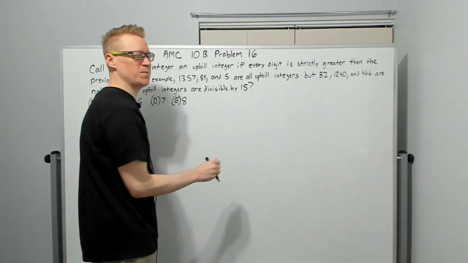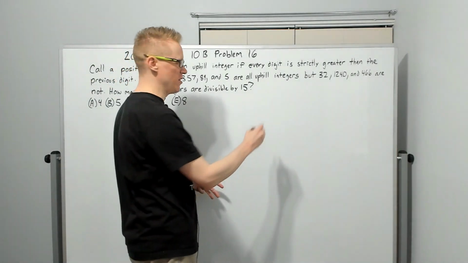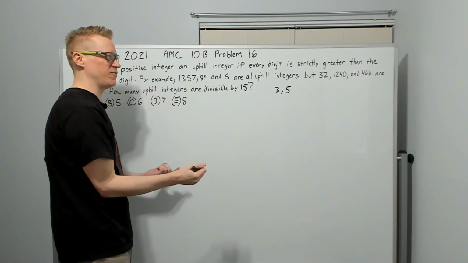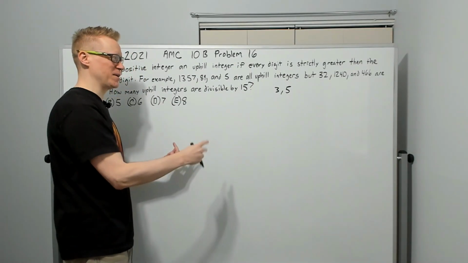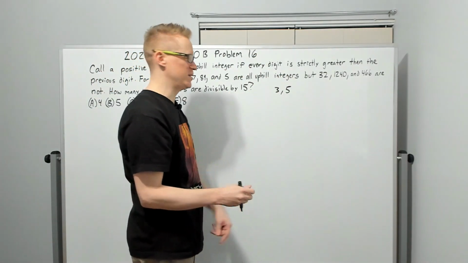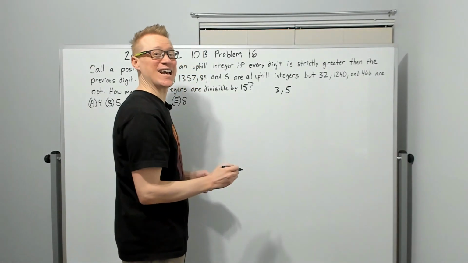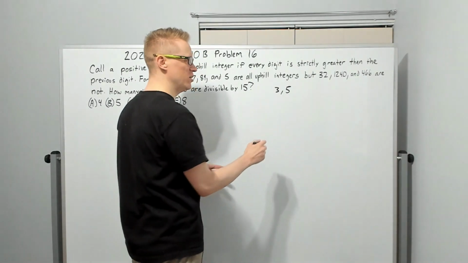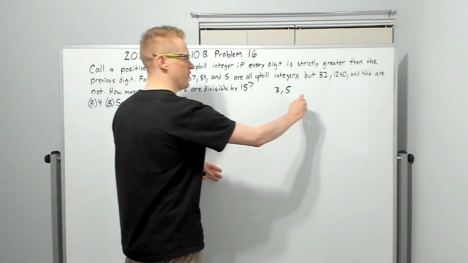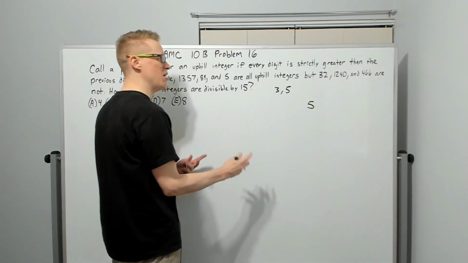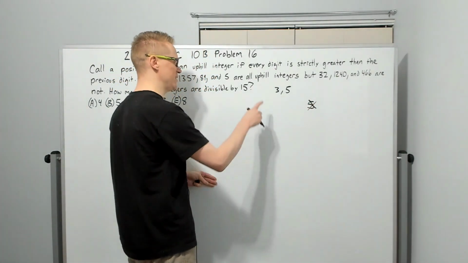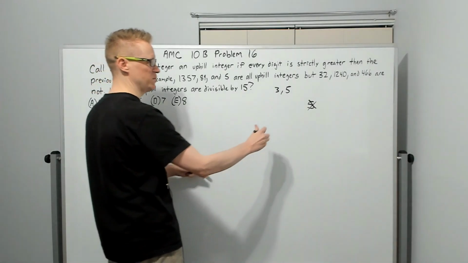Okay, so to be divisible by 15, it has to be divisible by what? 3 and 5. Well, to be divisible by 5, it has to end in 0 or 5, but it can never end in 0 because that wouldn't be uphill. That means it has to end in 5. Would 5 work for one digit? No, because it's not divisible by 3. So there are no one-digit uphill integers divisible by 15.